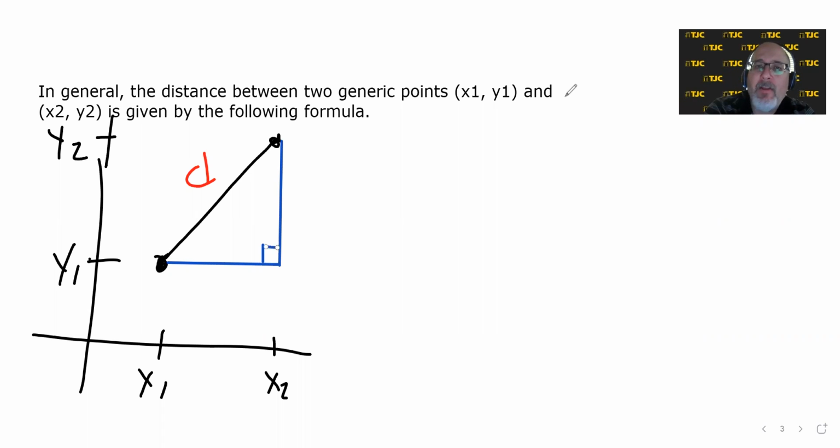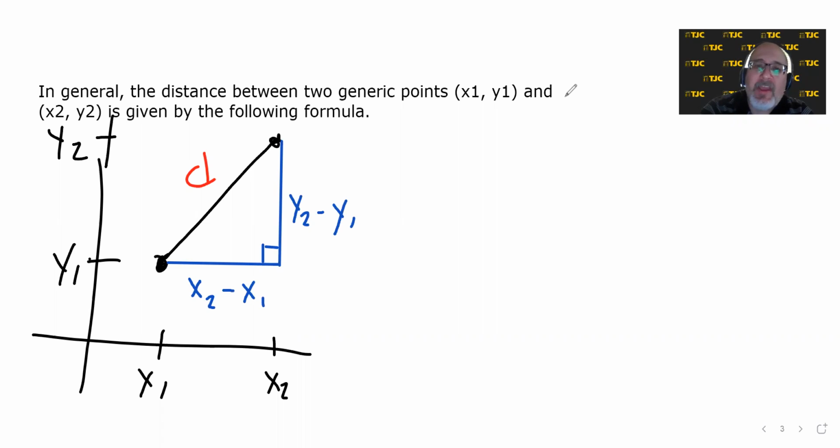Then we found how long each side was by doing a subtraction problem. For the bottom side, we subtracted the two x coordinates. So if we subtracted them here, it would be x2 minus x1. And then on the right side, we found its length by subtracting the y coordinates. So we could do y2 minus y1. And then we did the Pythagorean theorem.